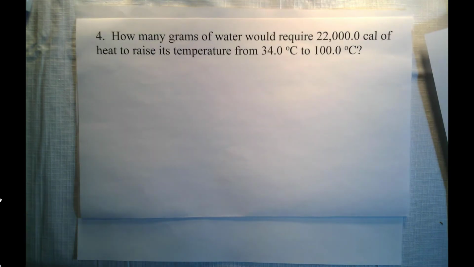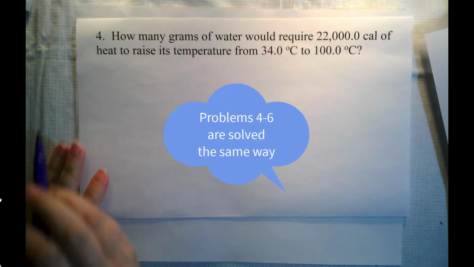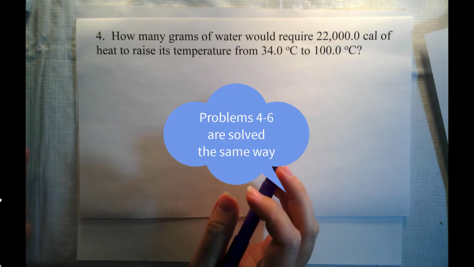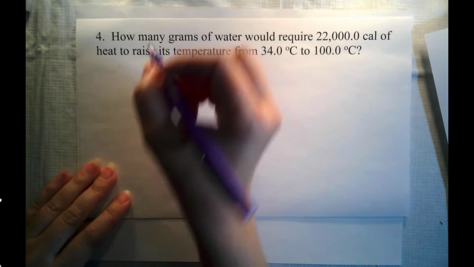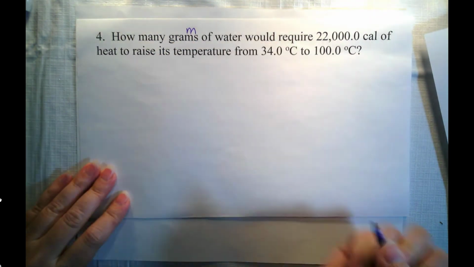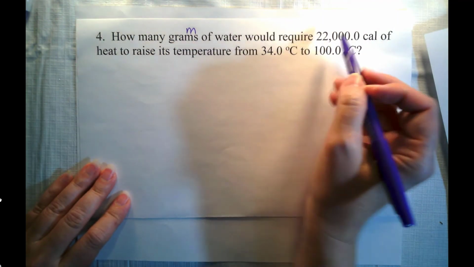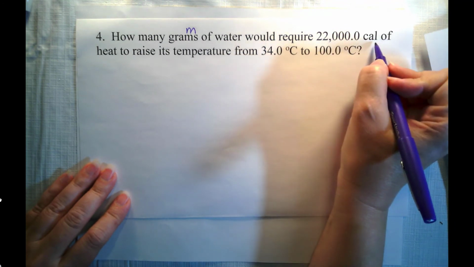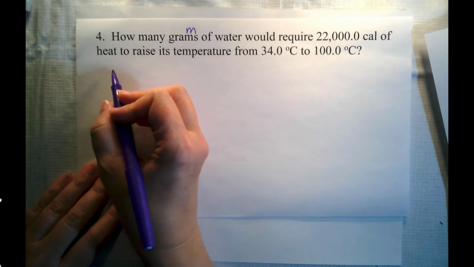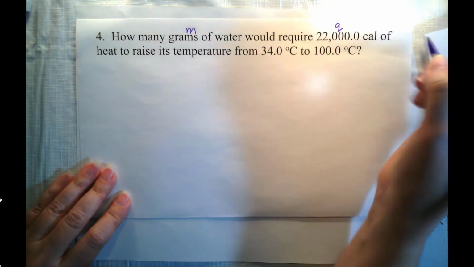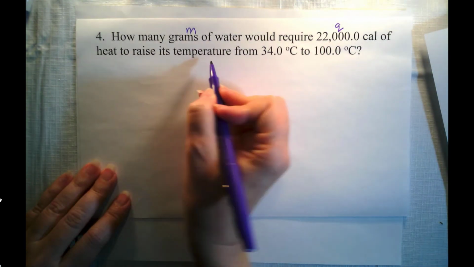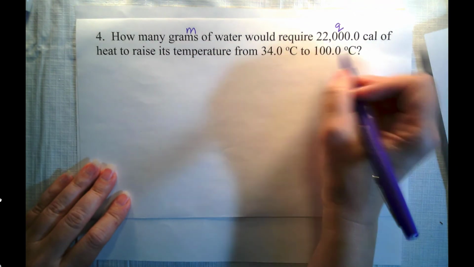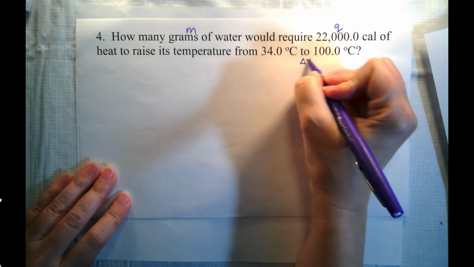Okay. So problem number 4 is how many grams of water. So right away, what is our unknown going to be? Yep, it's going to be our mass. How many grams of water would require 22,000 calories of heat? So this is going to be our Q, to raise its temperature from 34 degrees Celsius to 100 degrees Celsius. So this is going to be my delta T.